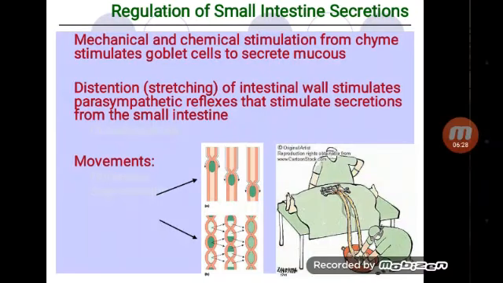We are seeing two movements, peristalsis and segmentation. So we are going to learn in detail about movements of the small intestine.